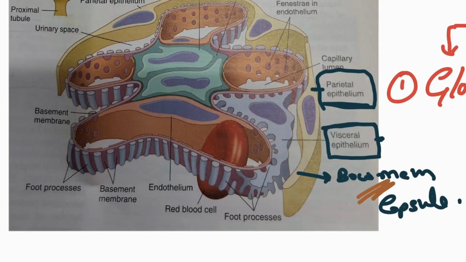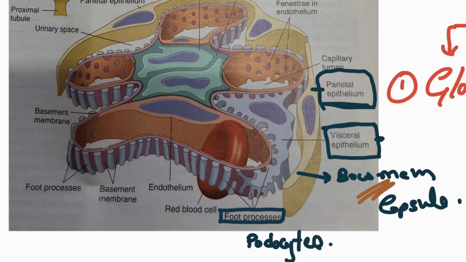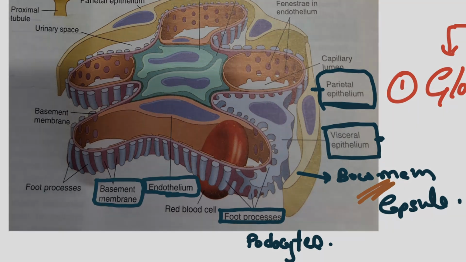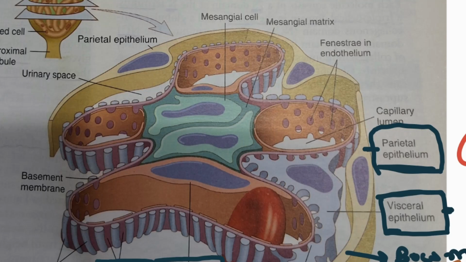And this visceral epithelium contains foot processes. These are also called podocytes. Glomerulus is normally formed by the blood vessels, and we know the normal blood vessels are lined by the endothelium layer, and it is also covered by the glomerular basement membrane. So this is the glomerular basement membrane. This basement membrane is present between the visceral epithelium and the endothelium.